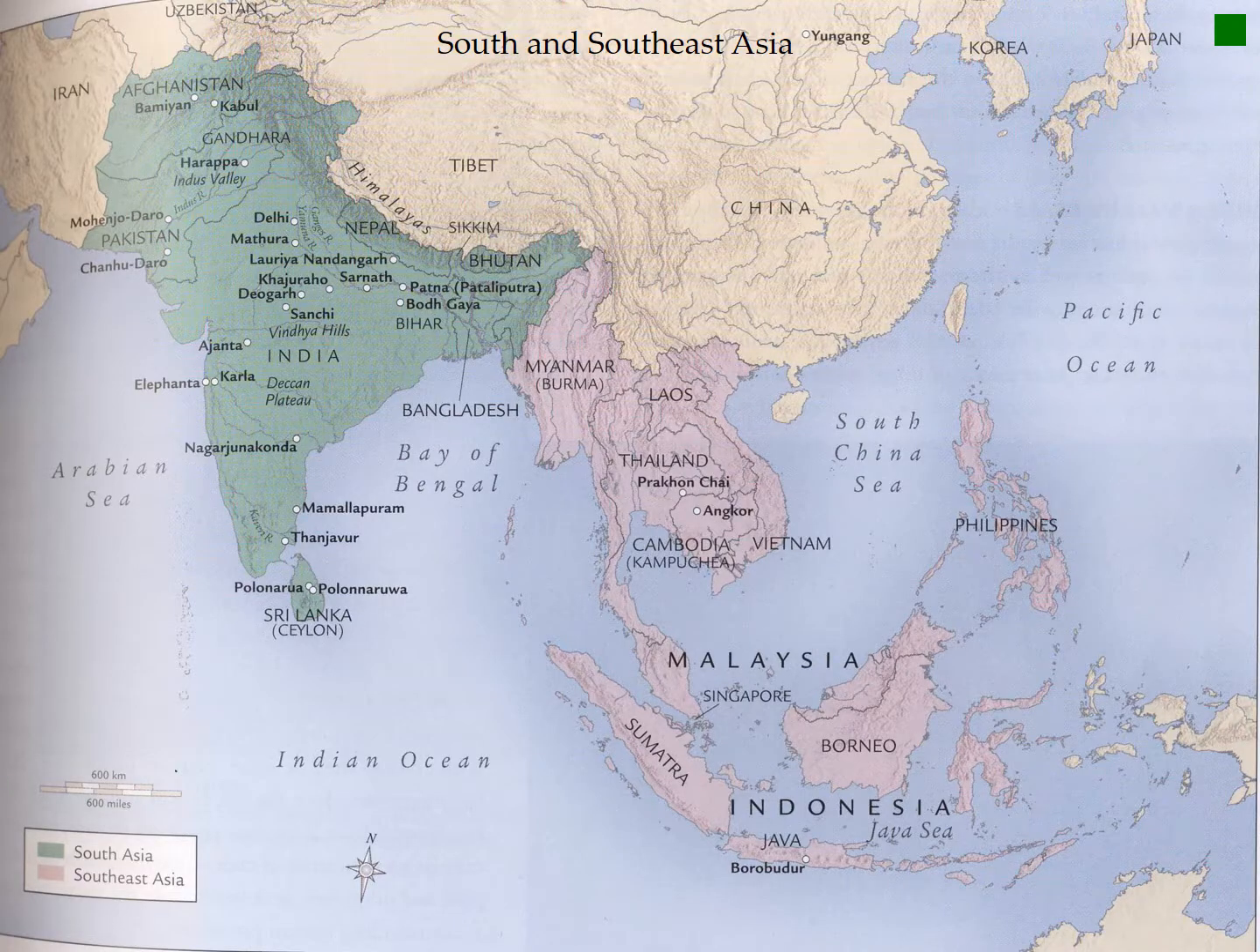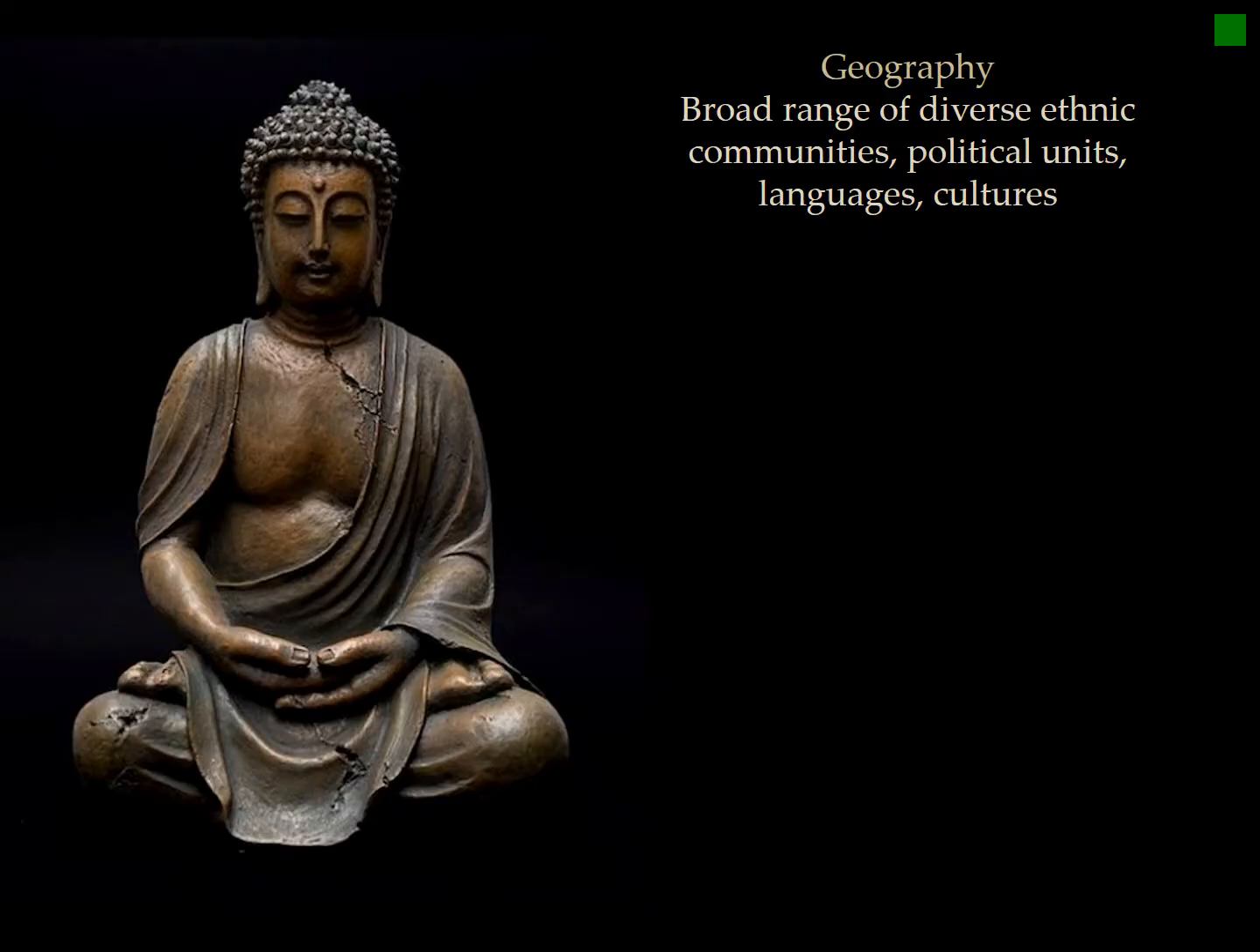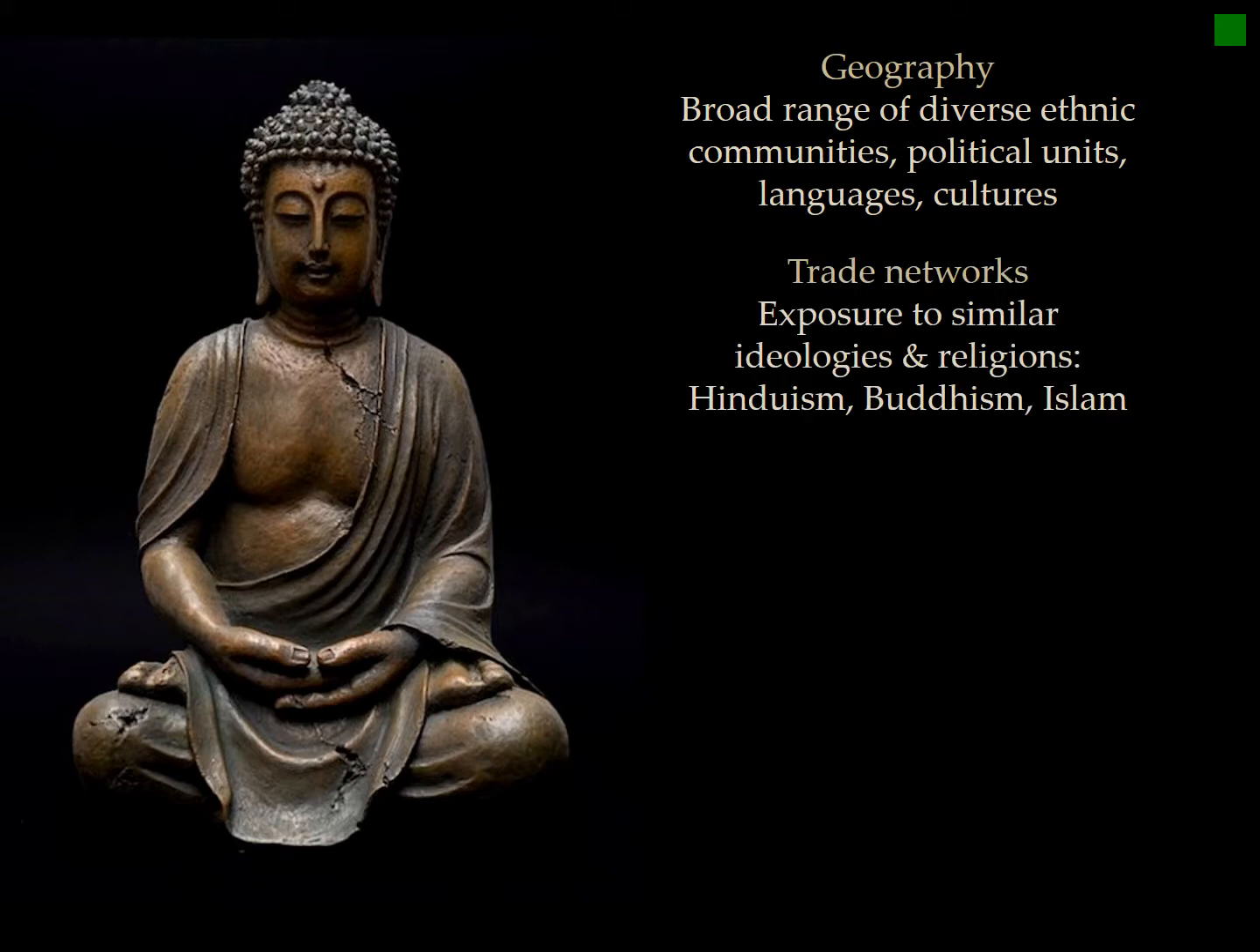Now, South and Southeast Asia make up a range of geographies, climates, religions, as well as different cultures, largely depending upon the accessibility to trading routes and their exposure to other cultures through trade or colonization. Through geography, we have a broad range of ethnic communities with different political units, languages, and cultures. The trade networks, however, would expose all of these to similar ideologies and religions, namely Hinduism, Buddhism, and Islam, as we will discuss, the dominant cultural forces in South and Southeast Asia.